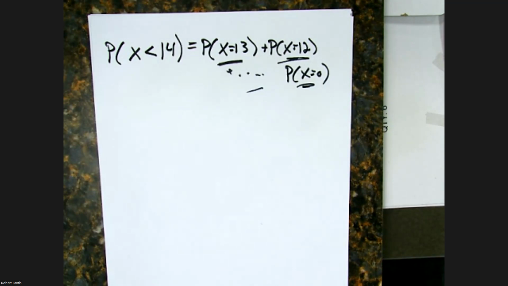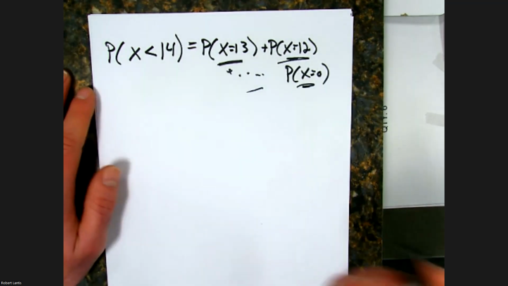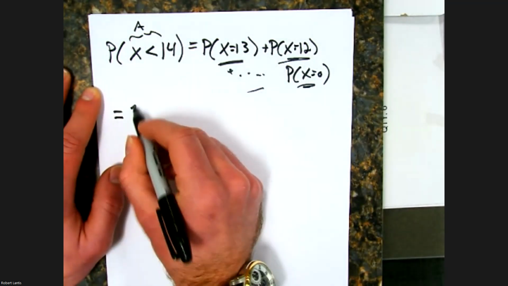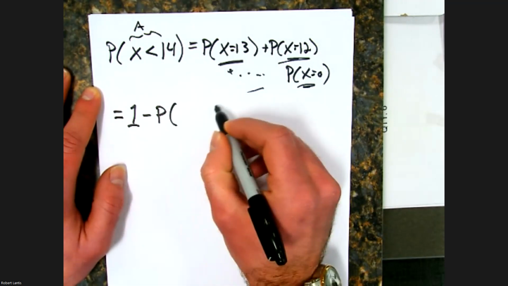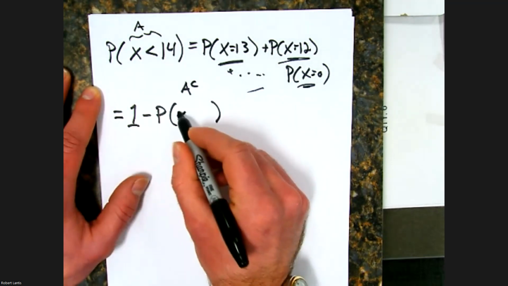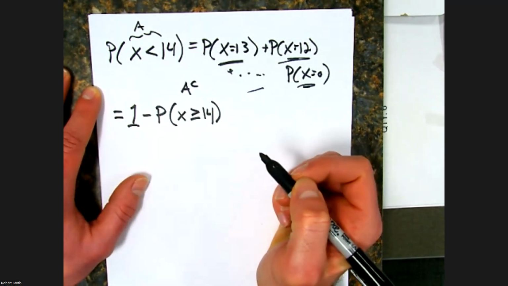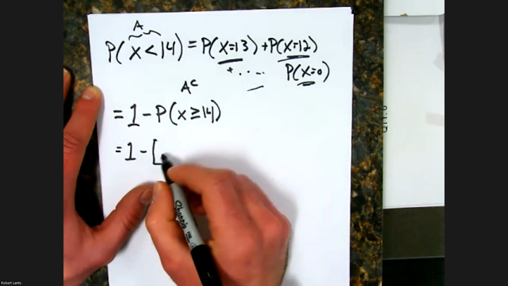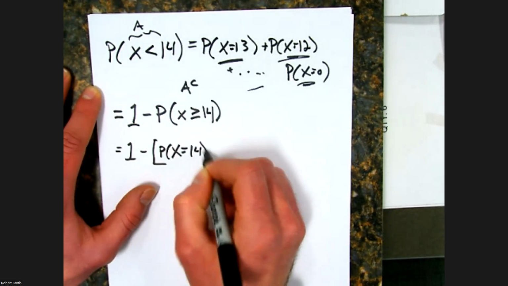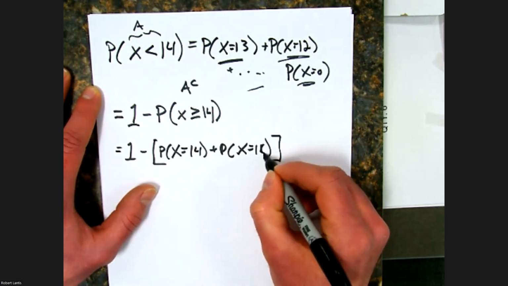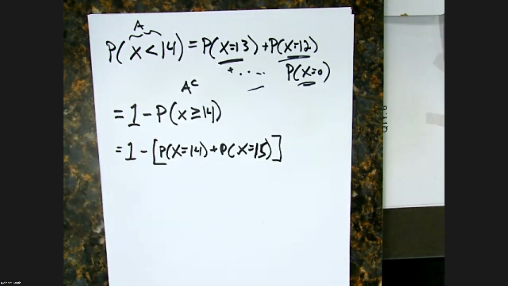So this should be an indicator that there's something else I can use, which is the complement rule. If this is my event A, I can rewrite that as 1 minus the probability of a complement. What would a complement be? X being greater than or equal to 14? Well, out of 15 people, what are the only 2 possible outcomes that meet this criteria? X could either be 14, or I could see all 15 people have a visual impairment. Now I only have to use that binomial equation twice, which should make it a little bit easier.